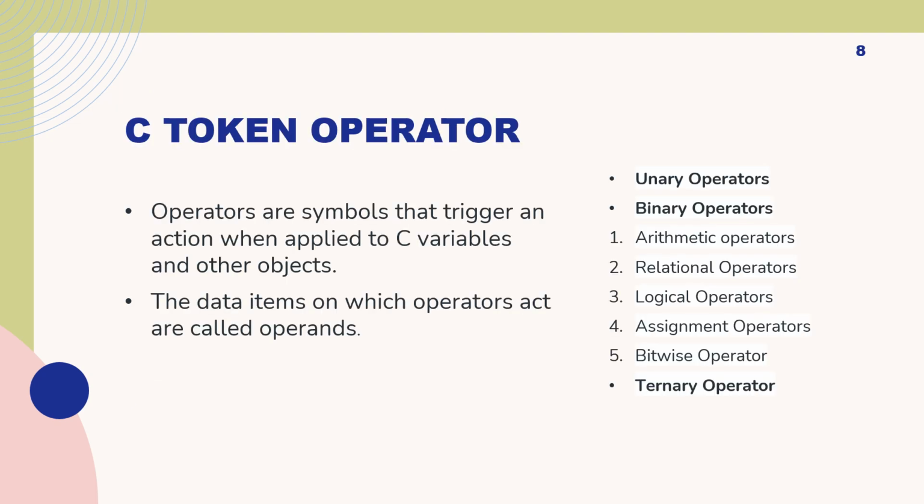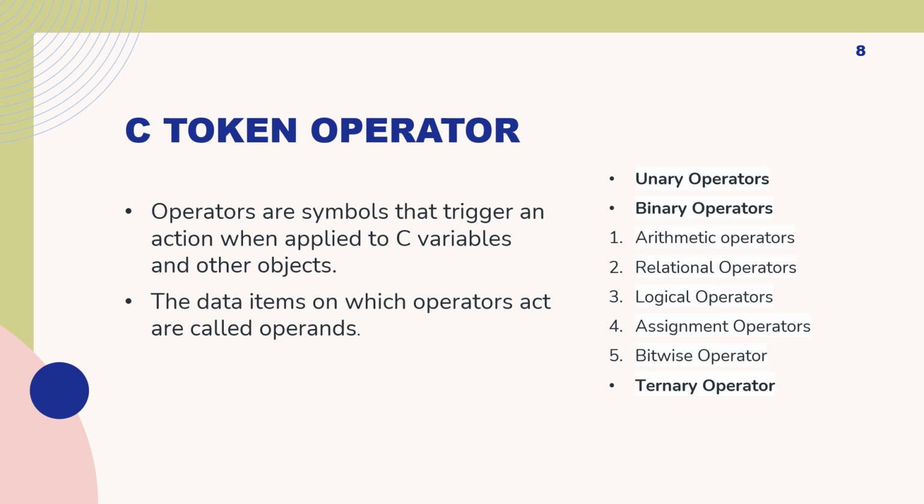So we'll continue with the operators. The operators are the symbols which trigger an action when applied to C variables and other objects. The data items on which these operators act are called operands. Depending on the number of operands that an operator can act upon, operators are classified as unary operators, binary operators, and ternary operators. The unary operators require only one single operand to act upon.